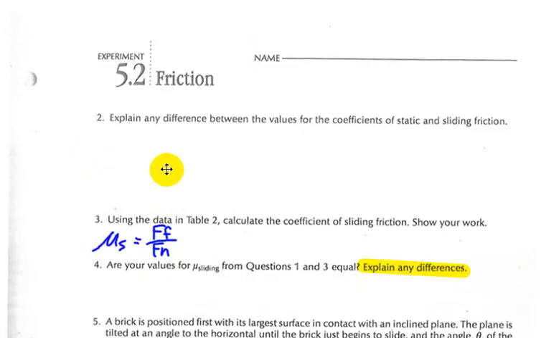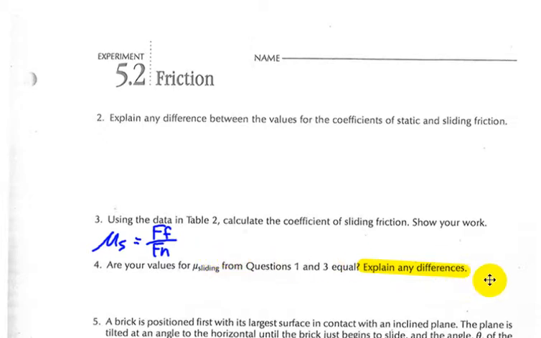And some of the follow-up questions. Explain any differences between the values of coefficients of static and kinetic or sliding friction. So you should get different answers. Which one's less, which one's more? I kind of gave a hint as to that already.